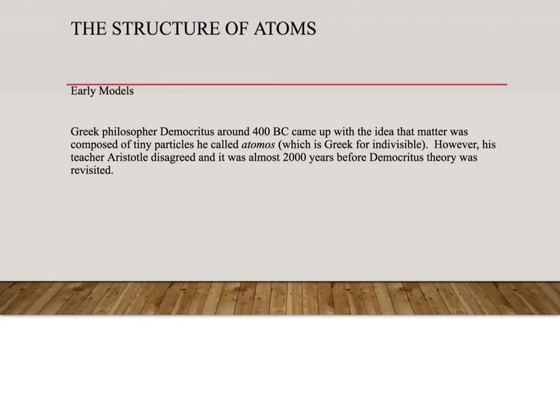So some of the early models, the first one was by a Greek philosopher by the name of Democritus, around 400 BC, and he came up with the idea that matter was composed of tiny particles that he called atomos, which was Greek for indivisible, and of course that's where we derived the word atom from. However, his teacher was Aristotle. I'm sure you've heard of him, and he disagreed with Democritus. And because he was the teacher, they didn't believe the student, and it was Aristotle's idea that was believed for about 2,000 years before they ever revisited Democritus' theory.